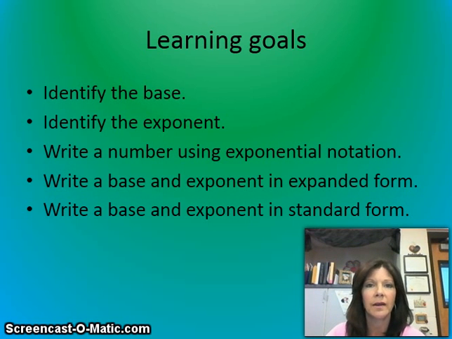So identify the exponent. Write a number using exponential notation. Write a base and exponent in expanded form, and write a base and exponent in standard form. Take a minute, please write all 5 learning goals. I know it's a lot of writing, but take a minute and write all 5 learning goals in your math spiral. Pause the video and restart it when you're ready.